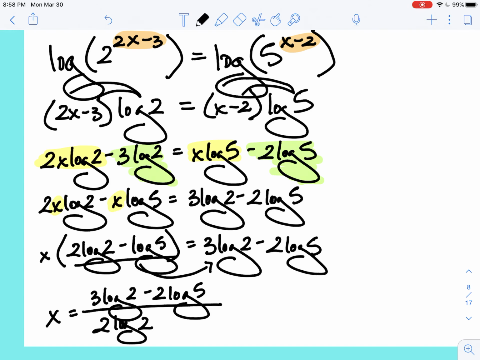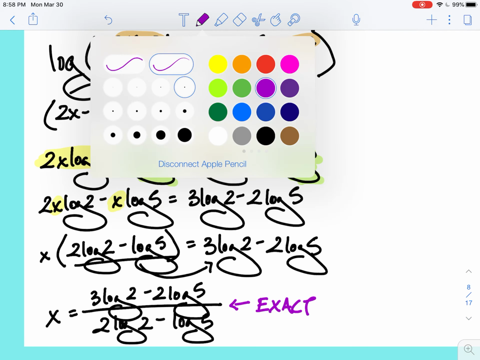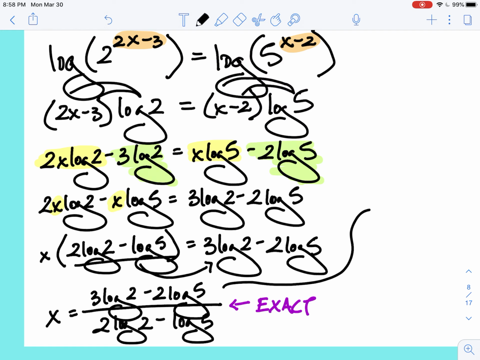Log 2 minus log 5. And this, again, is the exact solution. Now, if you want to turn that into a decimal, use your calculators, and you should get an answer of about 5.106 for your approximate solution, okay? Now, don't forget that calculator puts in a lot of parentheses, so you want to make sure you close all the parentheses that they put in, okay?